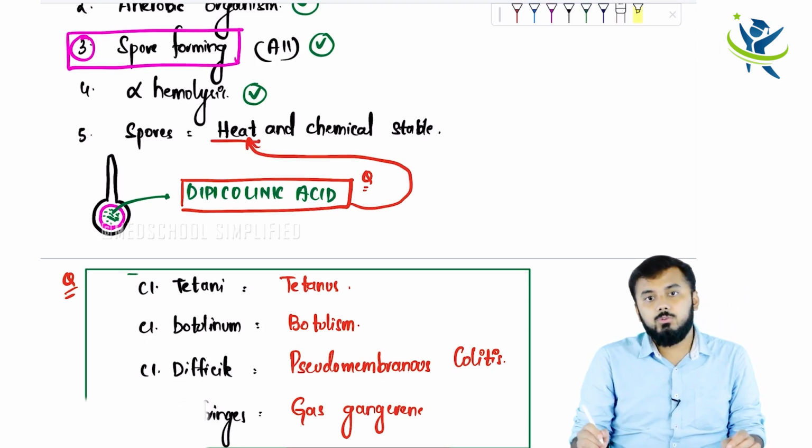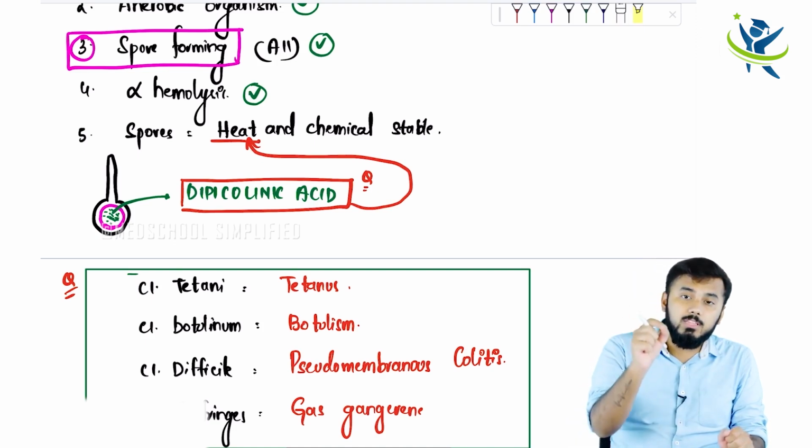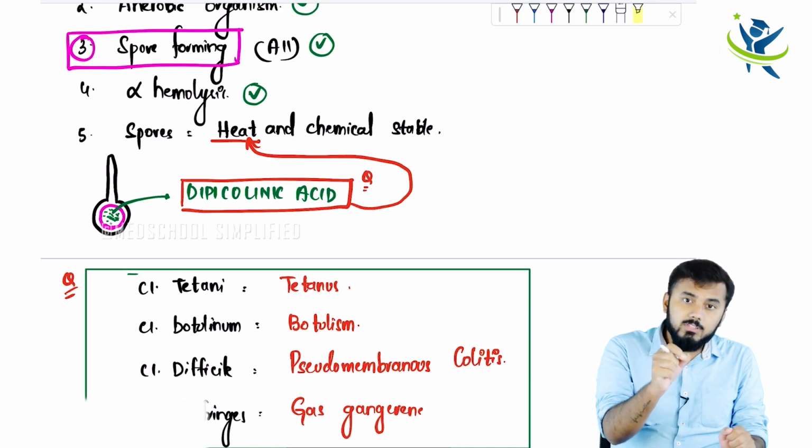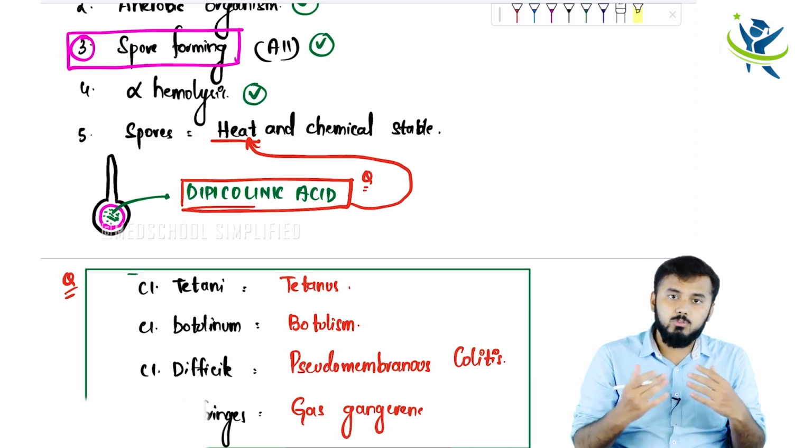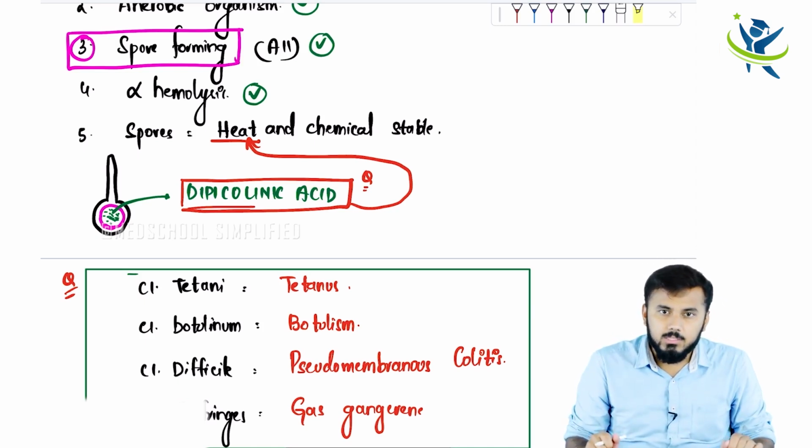So if someone asks you why Clostridium species are so heat stable, why their spores are so heat stable? Because within the core of this Clostridium tetani, within that bacteria, there is an important acid called dipicolinic acid, which is responsible for heat stability of this spore forming bacteria.